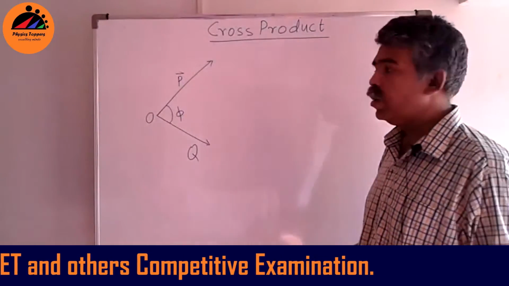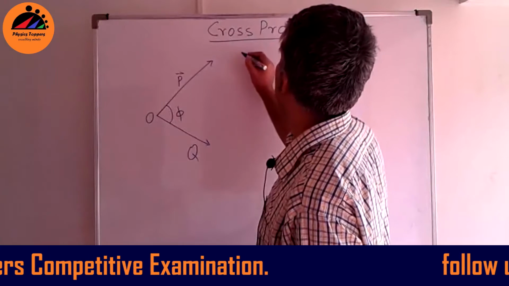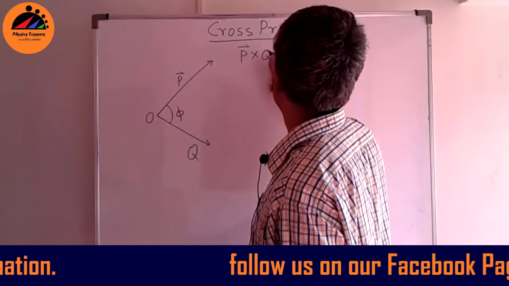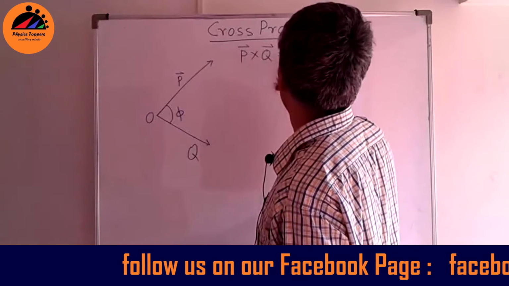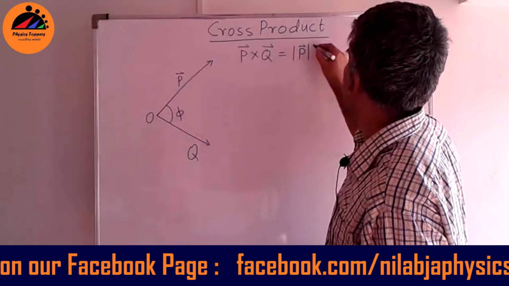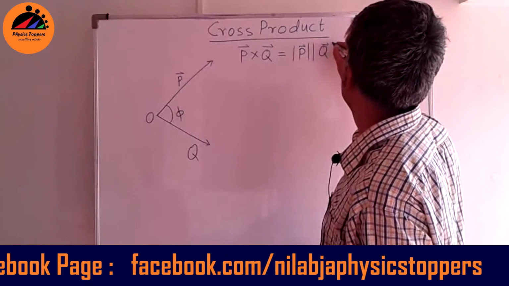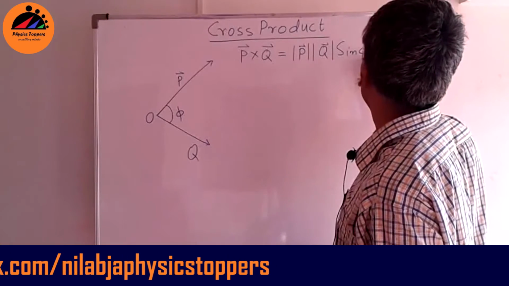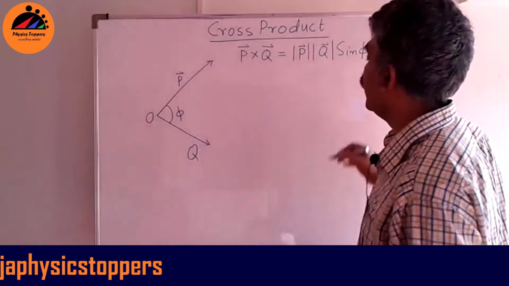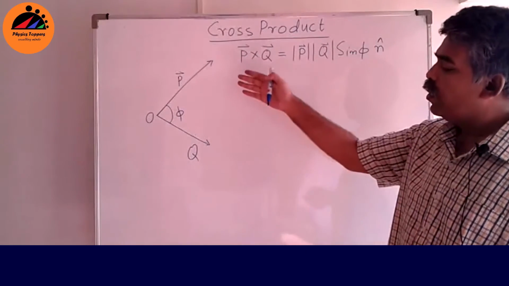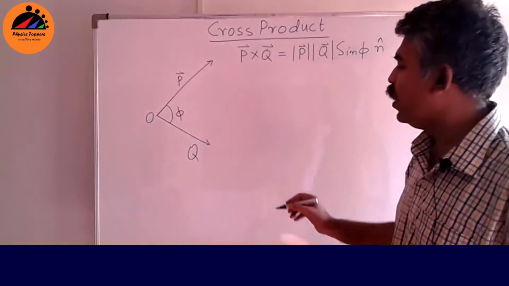Then cross product of P and Q is defined as P cross Q is equal to magnitude of P times the magnitude of Q times sine of the angle between them times a unit vector which is perpendicular to both P and Q. Okay.